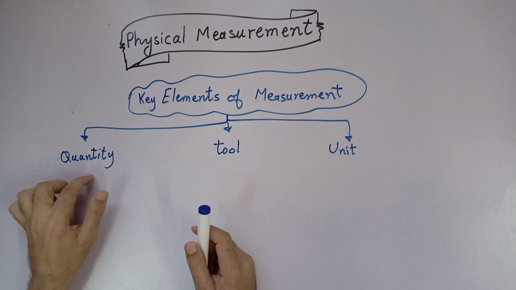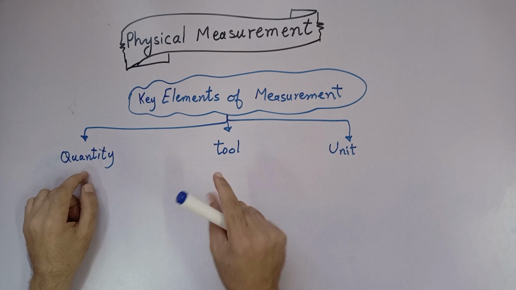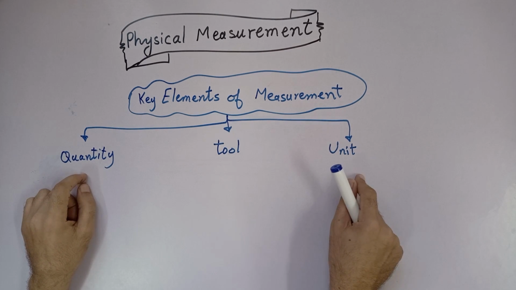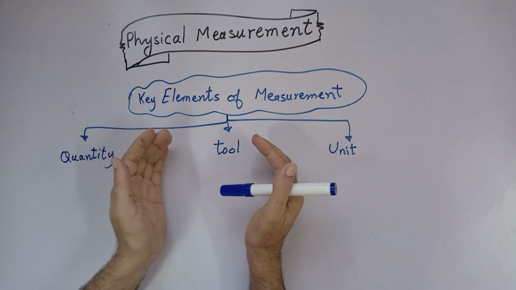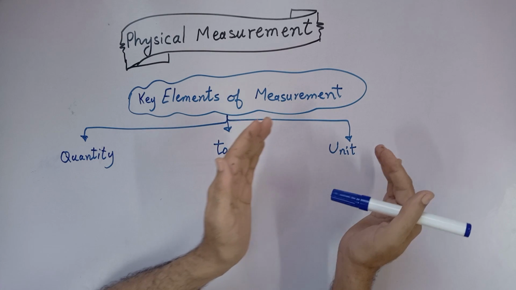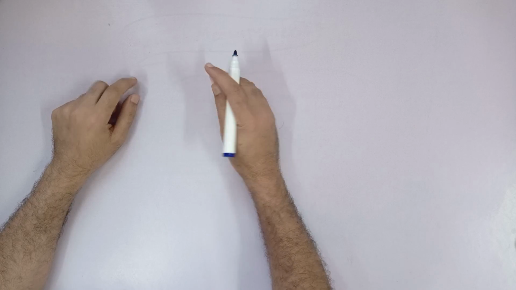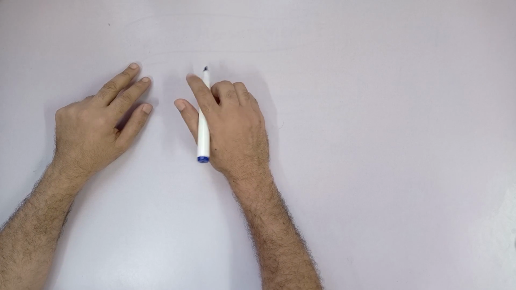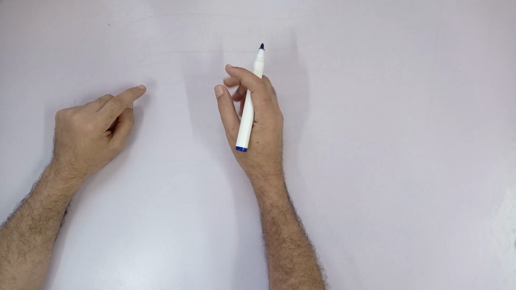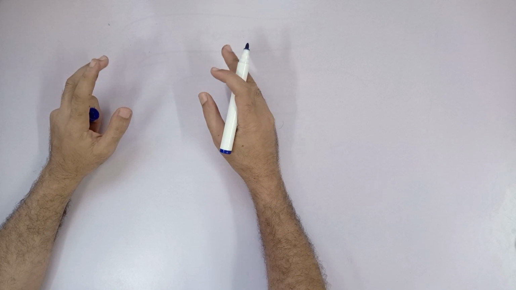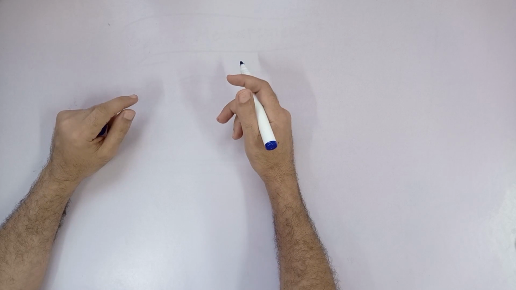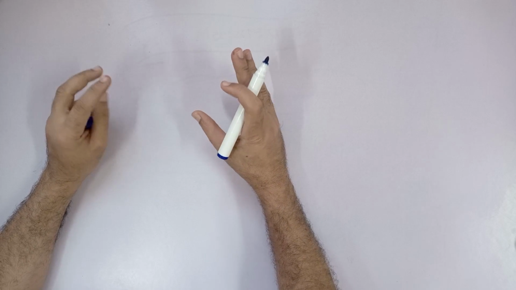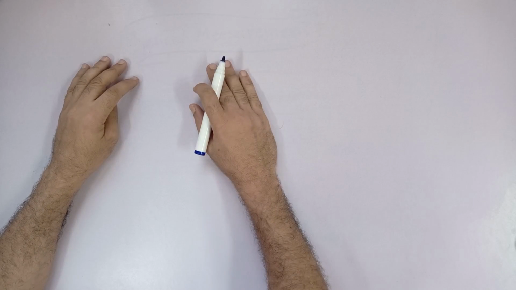We will discuss in details each of these elements: the physical quantity to be measured, the necessary measuring tools, the units of measuring used. The physical quantities that we deal with, such as mass, time, length, volume, etc., are called physical quantities, and we need to measure them accurately in our daily life.